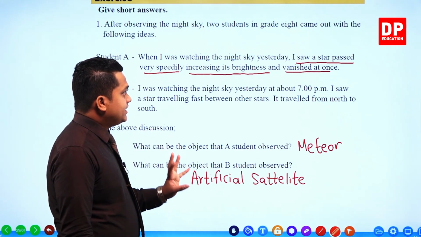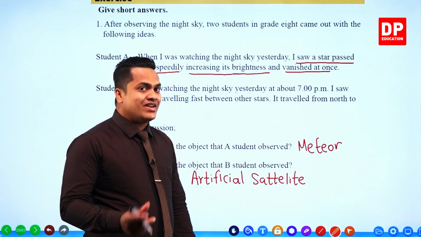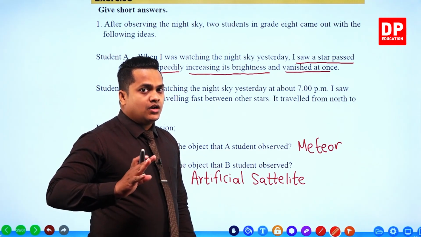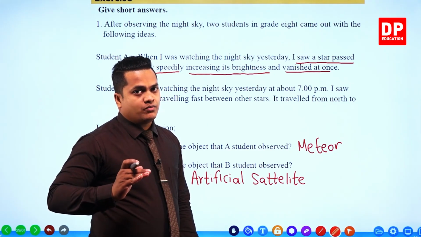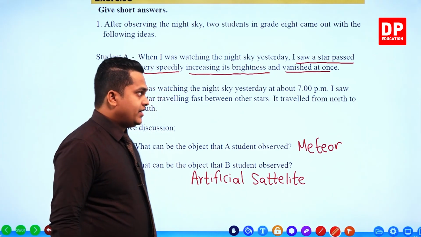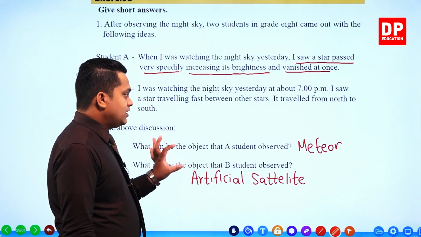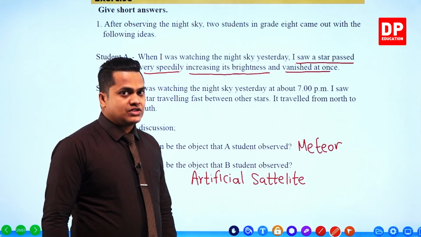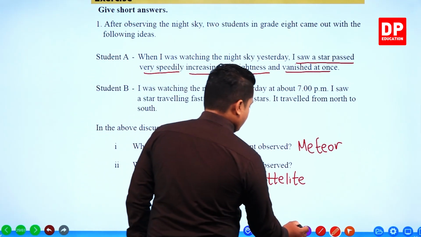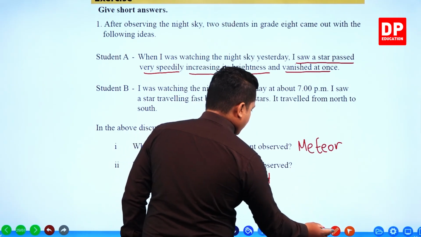Then it vanished. So it can be a meteor as it is vanishing. I told you that upon a meteor entering our atmosphere, because of the resistance given out by the air particles, it starts to burn. So at a certain time it's going to vanish. Then the second one: when this person is watching about 7 p.m., a star-like object traveled from north to south direction. So it can be an artificial satellite. Here, note the spelling of satellite: double L and TE, right?